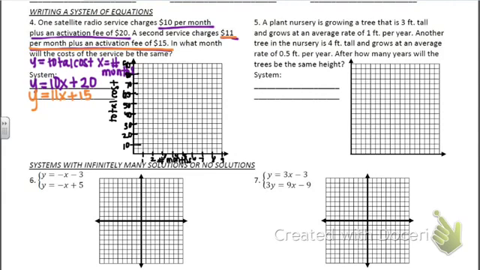So let's graph the purple one first, 10x plus 20. My y-intercept is 20, so I'm going to put a point there. And my slope is 10. So I'm going to go up 10 to 30, right 1, which is going to end up being right here.